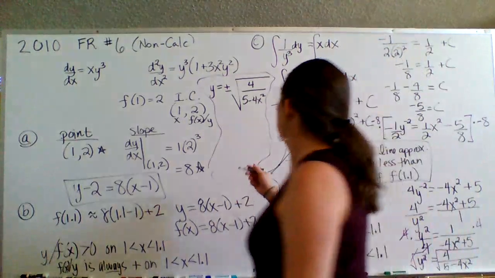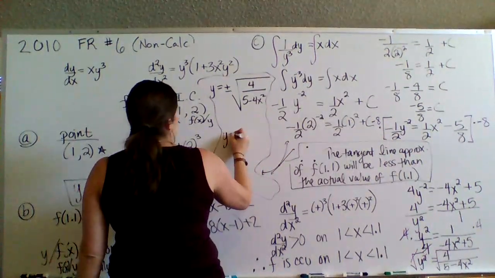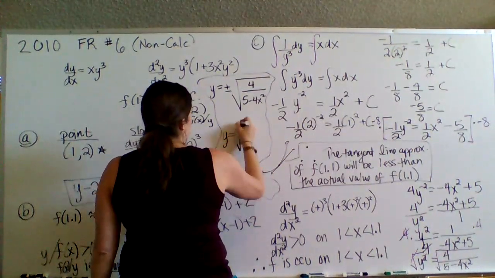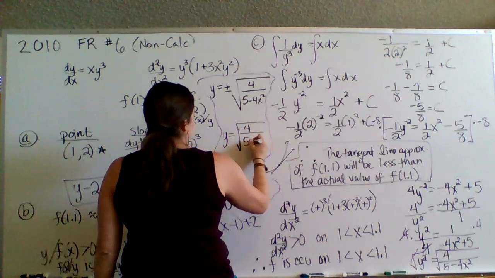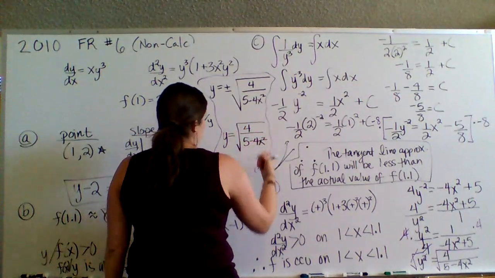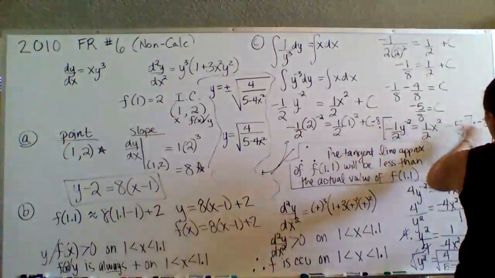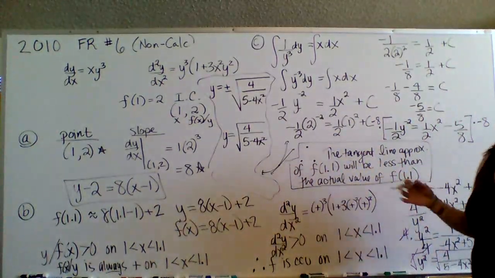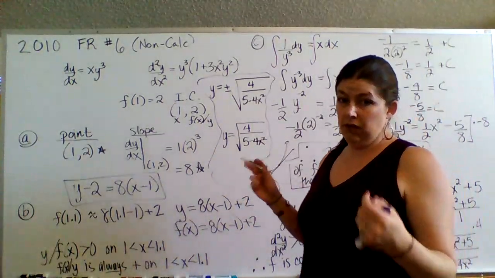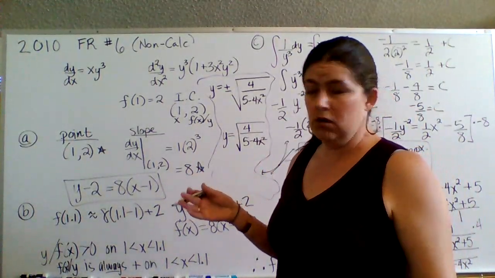You have to choose the appropriate branch. So y would equal the positive branch, the big square root of 4 over 5 minus 4x squared. There are different versions that you could get, depending on whether you got rid of the fraction back here by multiplying by 8 or did something different. So there are definitely multiple acceptable versions that are all equivalent.